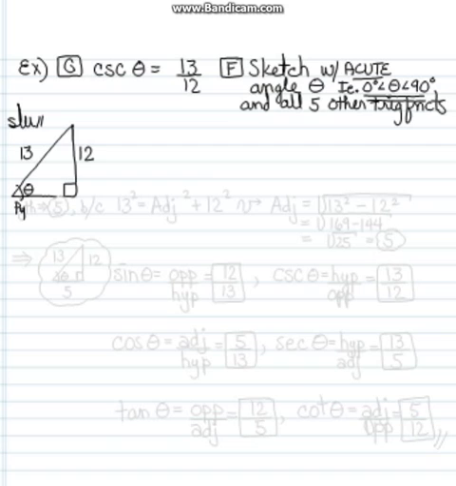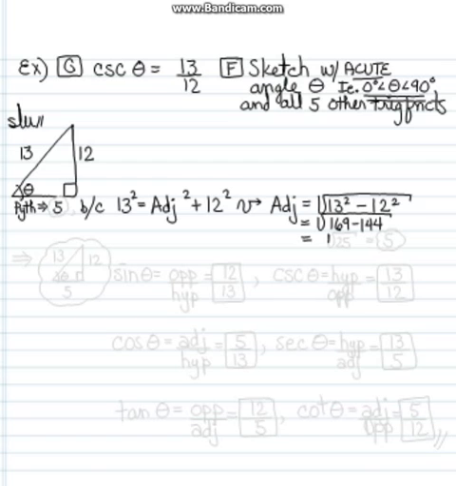Now, we can figure out the missing leg using the Pythagorean theorem. It's going to be 5, and let me explain why. The hypotenuse squared, according to Pythagoras, is equal to the adjacent side squared plus the opposite side squared. So solve for the adjacent side. We get the square root of 13 squared minus 12 squared. So that's the square root of 169 minus 144, and that's the square root of 25, which is 5. So that's where the 5 came from.